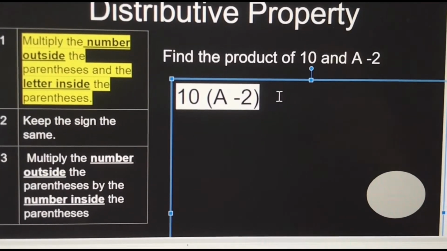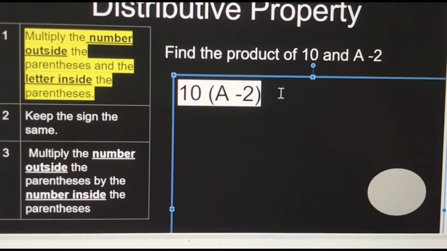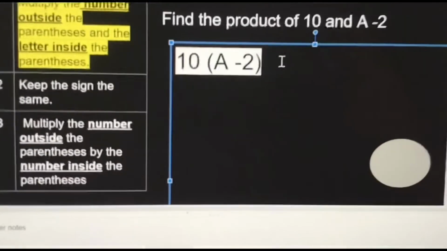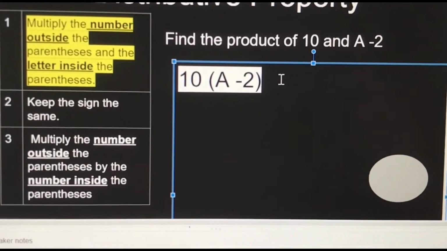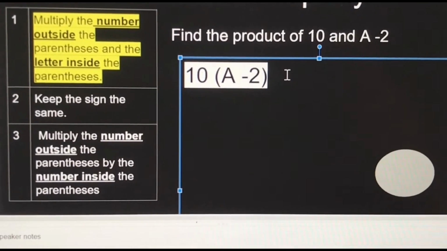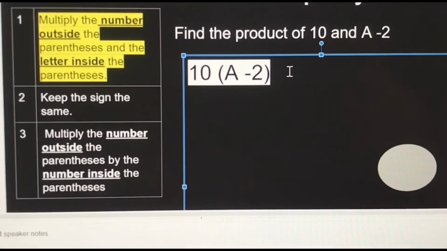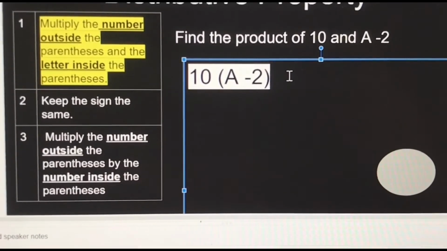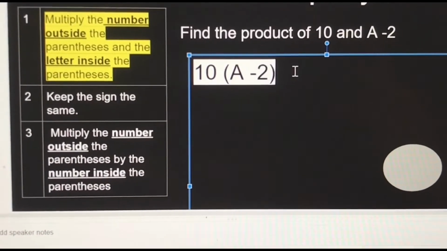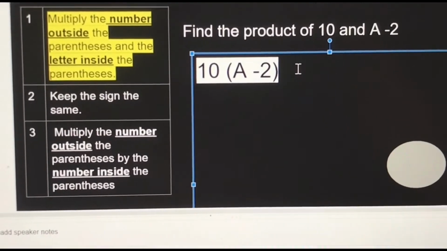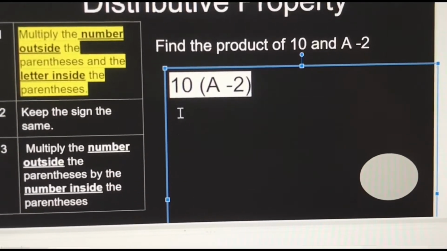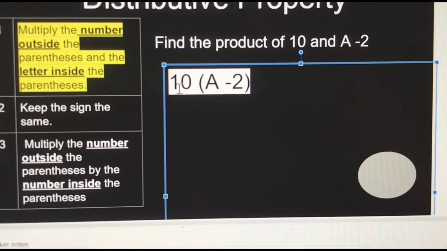Alright, ladies and gentlemen, now I'm going to do a second example problem. So remember, the letters and numbers inside the parentheses are the property of the number outside the parentheses. When you see letters and numbers in parentheses, that means to multiply. We're going to multiply the number outside the parentheses by the letters and numbers inside the parentheses.